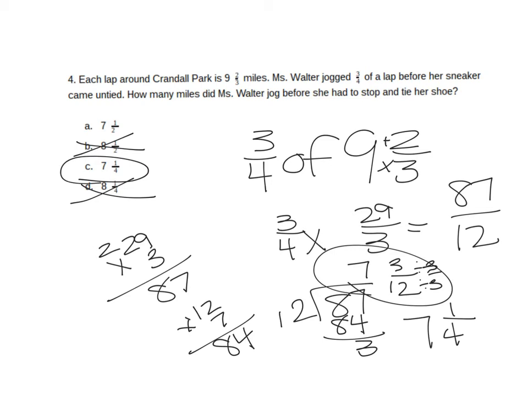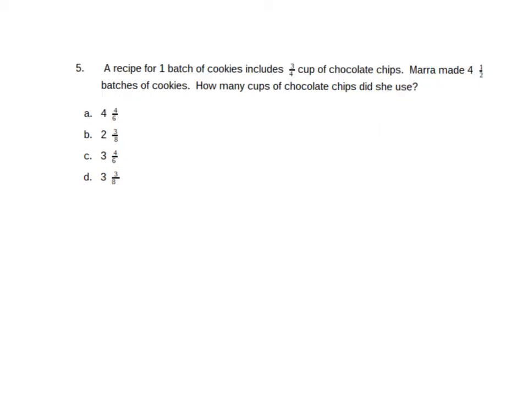Mrs. Walter stopped jogging after 7 1/4 miles to tie her shoe. A recipe for one batch of cookies includes 3/4 cups of chocolate chips. Mara made 4 1/2 batches of cookies. How many cups of chocolate chips did she use? So she made 4 1/2 batches, and each batch has 3/4 cup. So I'm going to do 4 1/2 times 3/4 to see how much of the chocolate chips she used.